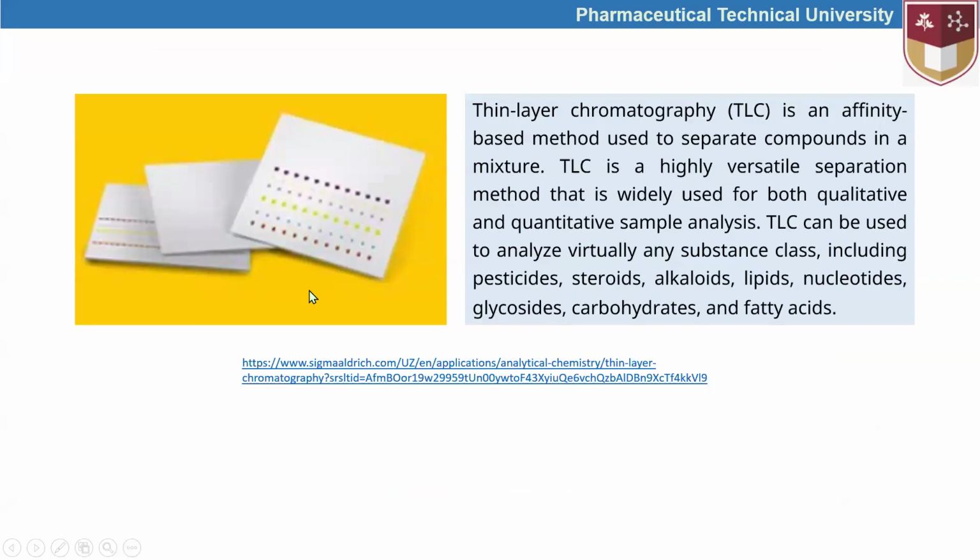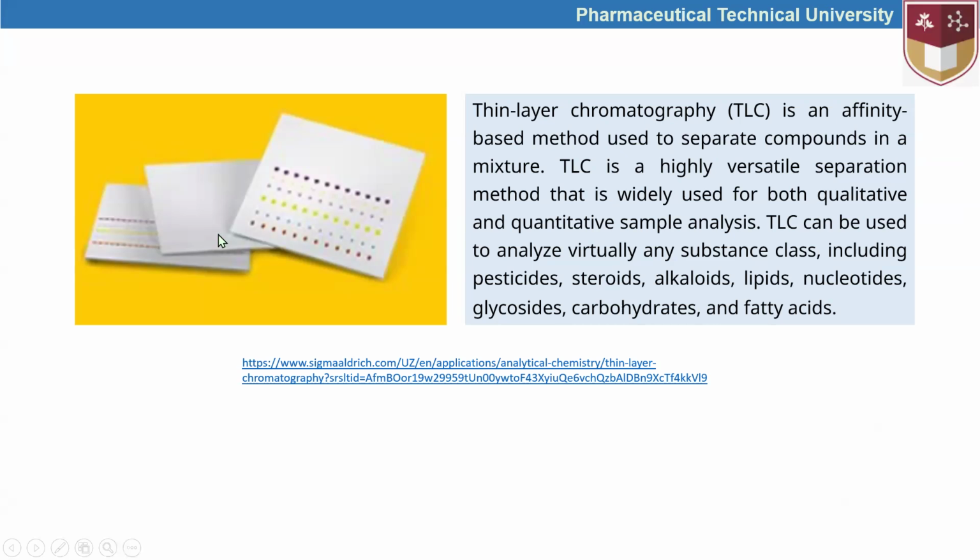Okay, and here we can see some other results about TLC. TLC is an affinity-based method used to separate compounds in a mixture, as was described earlier. TLC is a highly versatile separation method that's widely used for both qualitative and quantitative sample analysis. TLC can be used to analyze virtually any substance class, including pesticides, steroids, alkaloids, lipids, nucleotides, glycosides, carbohydrates and fatty acids.